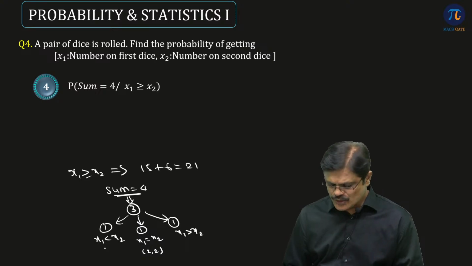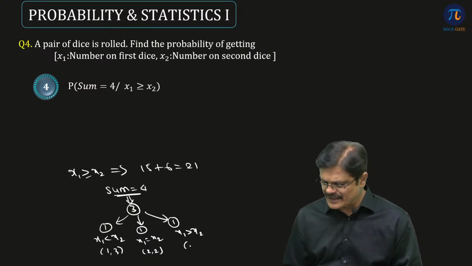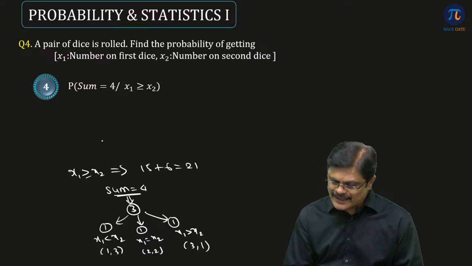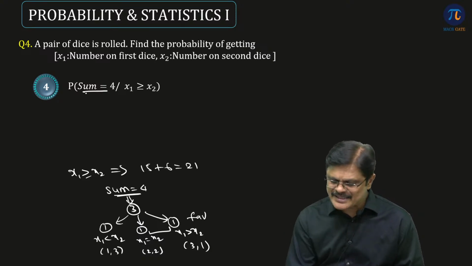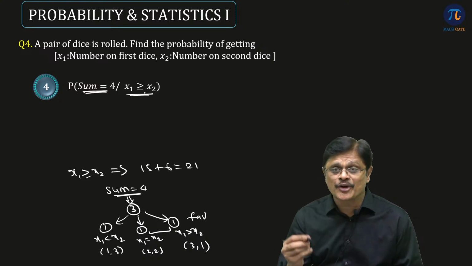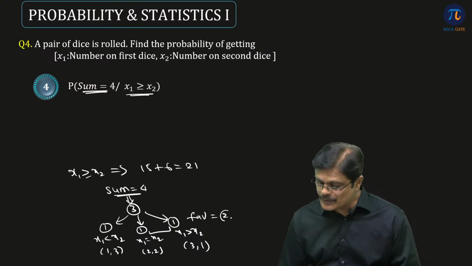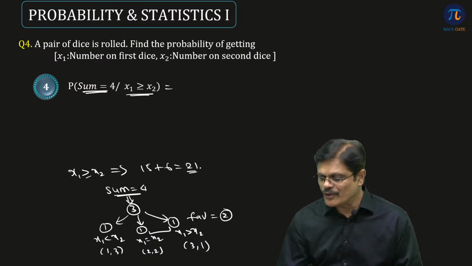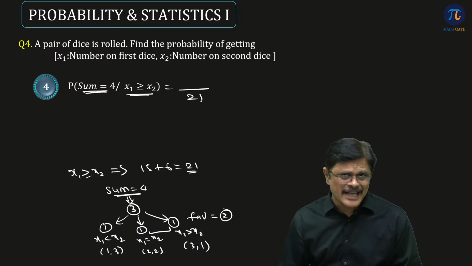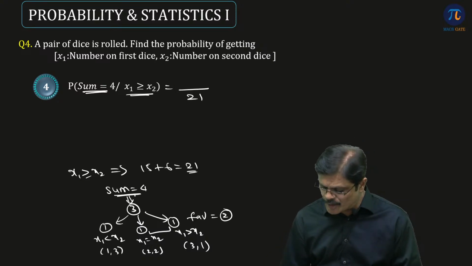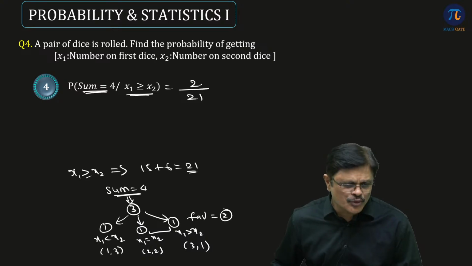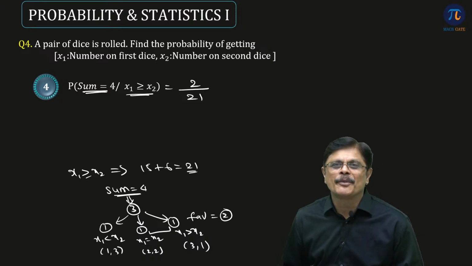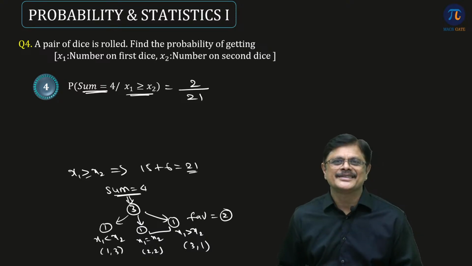Okay. So here you can see 1 3 case here and 3 1 case here. You want greater than or equal to, so these 2 cases are favorable. So favorable cases for sum is equal to 4 when x1 greater than or equal to x2 happened is 2 cases. So x1 greater than or equal to x2 means 21 outcomes happened. Out of 21, how many are favorable for sum is equal to 4? 2 are favorable. So what is the answer, sir? 2 upon 21. Is the idea clear?